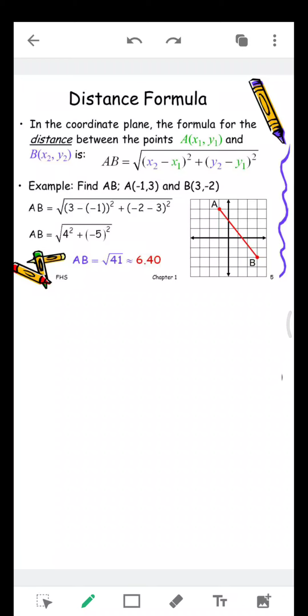What are the coordinates of A? A is minus 1 comma 3. And what are the coordinates of B? B is 3 comma minus 2. Here you can have a look. A and B coordinates we have taken.